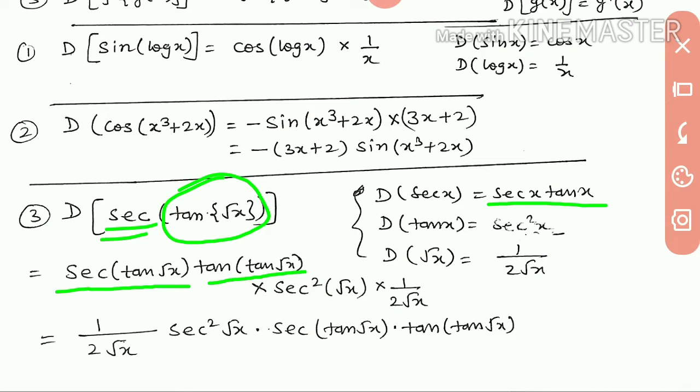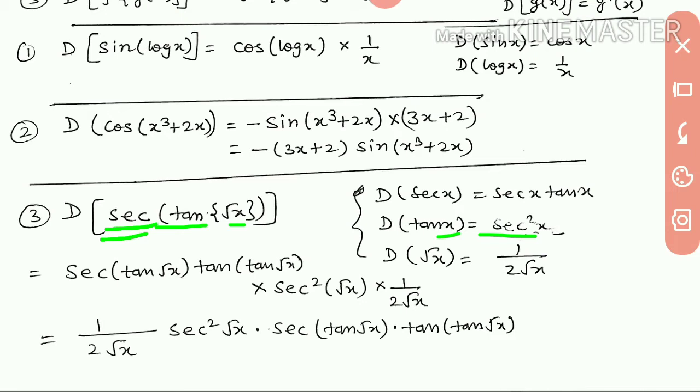Now we have to do the second, which is tan. The differential of tan x is sec square x, and in place of x we have root x. So you write here sec square root x. Now third, we have to do the differential of root x. The differential of root x is 1 upon 2 root x. So all of you understand.